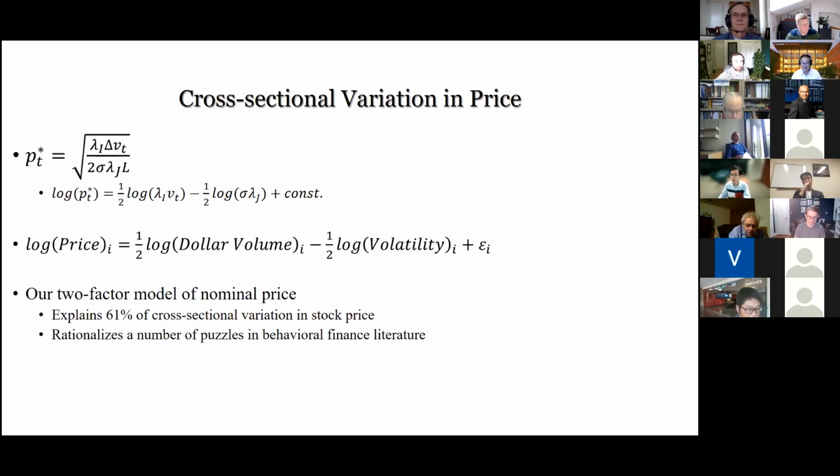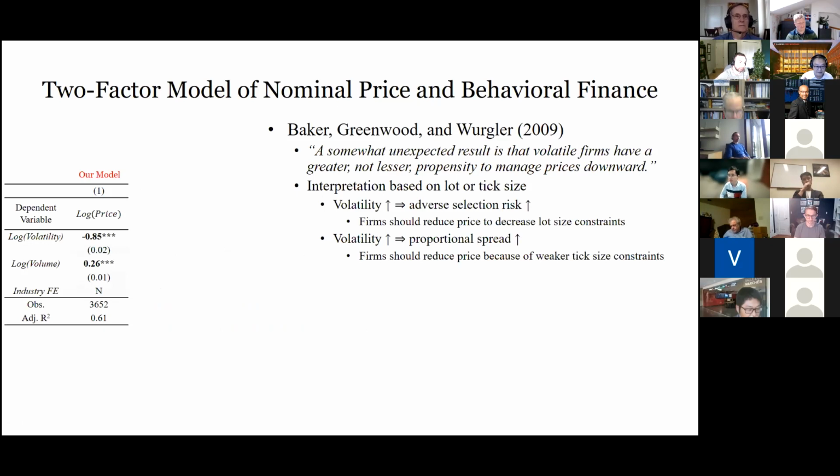And the cross-sectional test on price is more interesting because it's also related to the behavioral finance literature, which tries to explain why firms choose a specific price. We have a model with only two variables, dollar volume and volatility, that explains 61% of the cross-sectional variation in stock prices. We run this model very seriously and use the same functional form. These two variables explain 61%. There's no fixed effect, by the way. That's higher explanatory power.